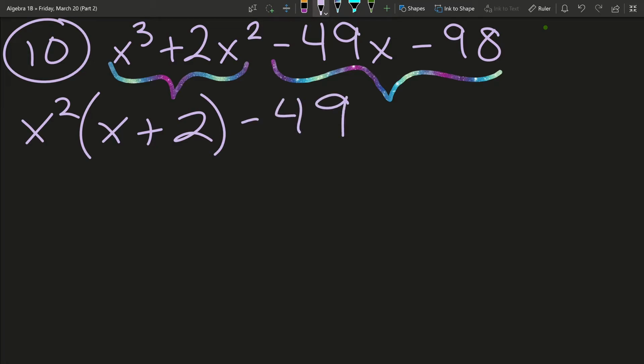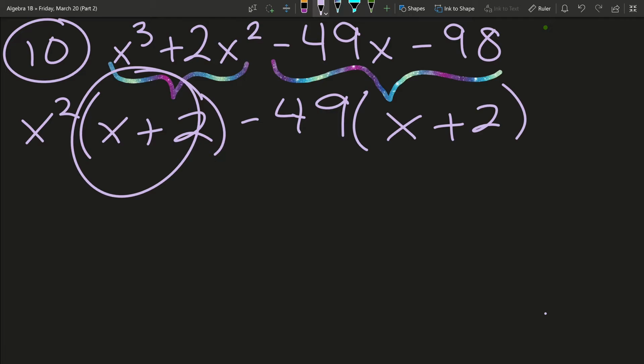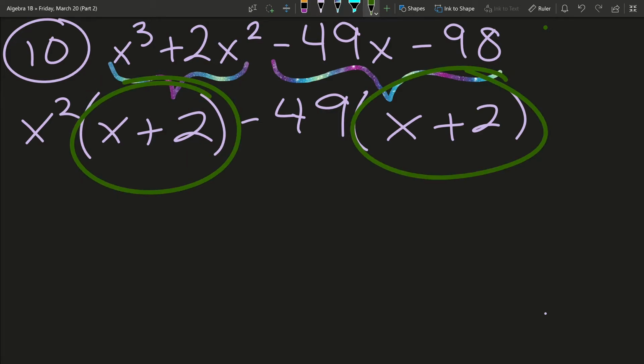And remember, we need to pull the negative out of there. We don't want a negative in the front. So we're going to pull that negative out with the 49. And now we're left with negative 49x divided by negative 49, which is just positive x. And negative 98 divided by negative 49 is going to be positive 2. And once again, check our answer by looking inside the parentheses. x plus 2 is equal to x plus 2, so we did our work correctly.